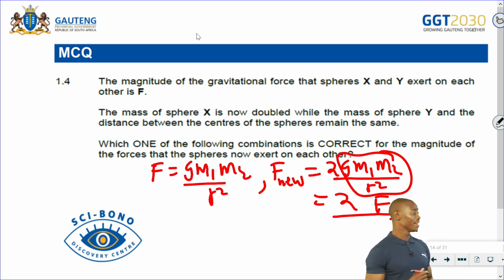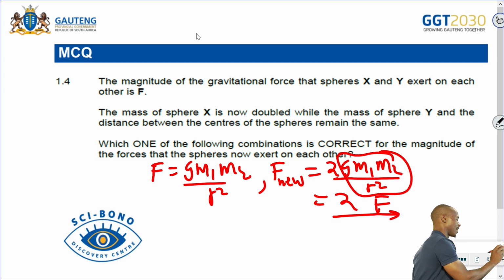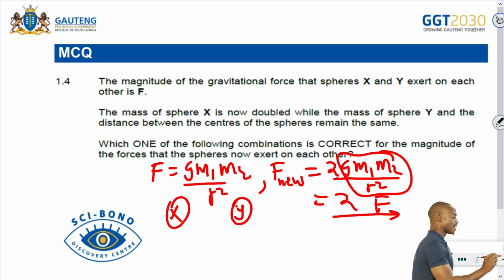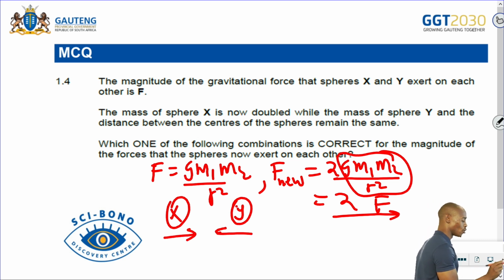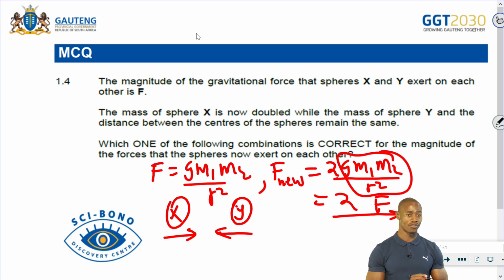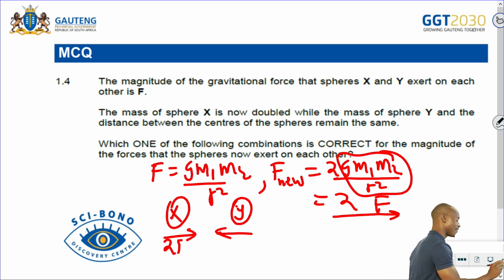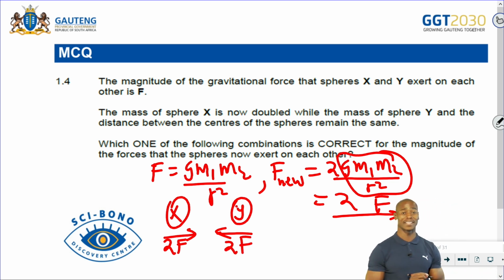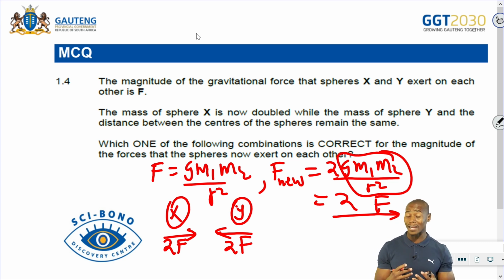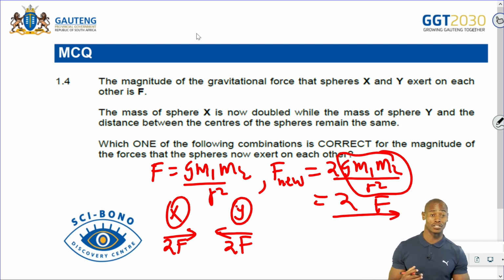Then you are having two spheres, your sphere X and your sphere Y. Now the force that the two exert on each other involves the application of Newton's third law. So it's twice F towards Y and twice F towards X. Remember, when it comes to Newton's third law, the force that object A exerts on object B, those two forces will be equal in magnitude but acting in opposite directions.